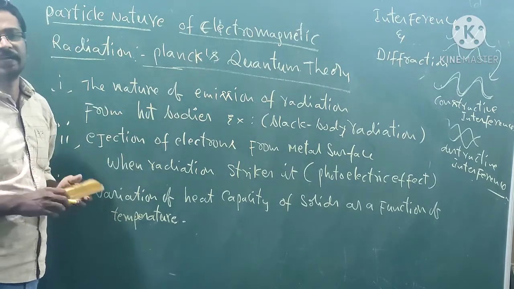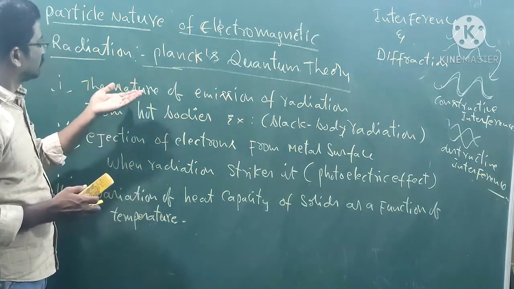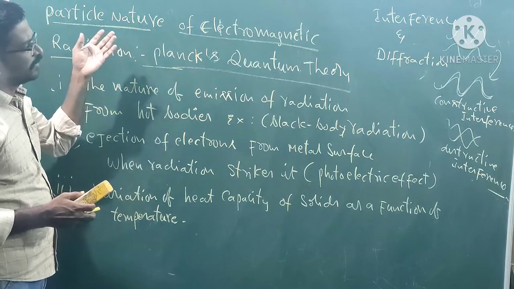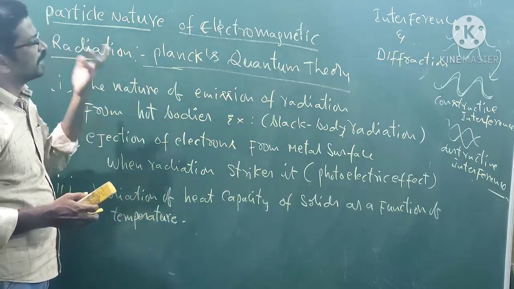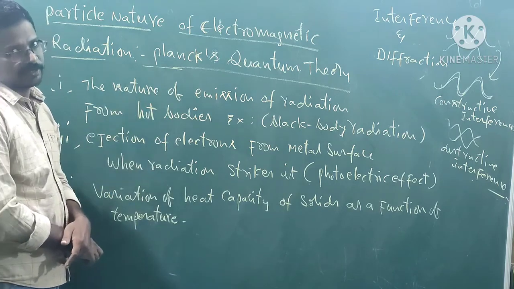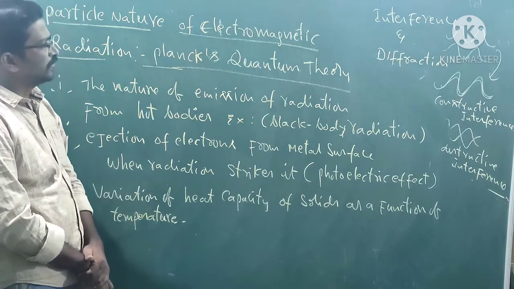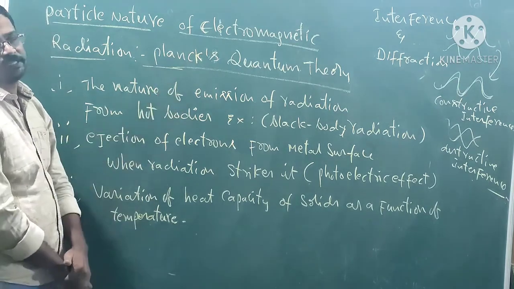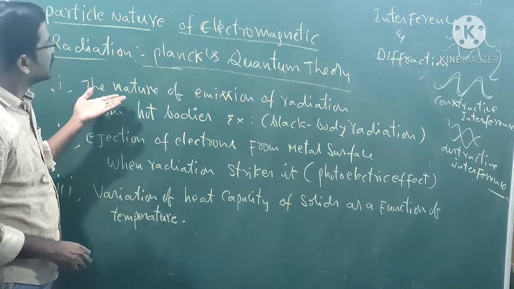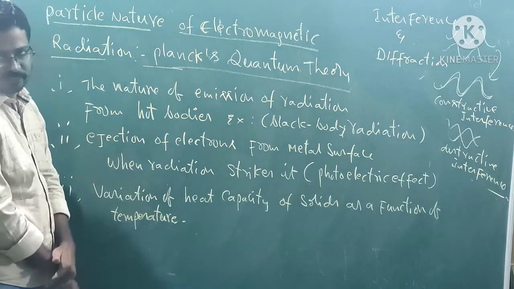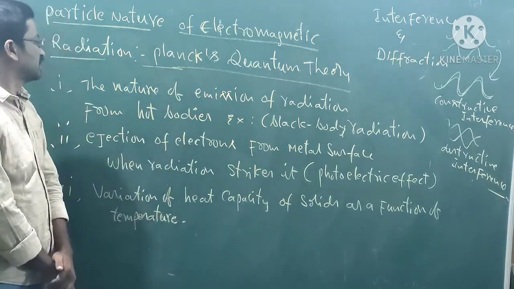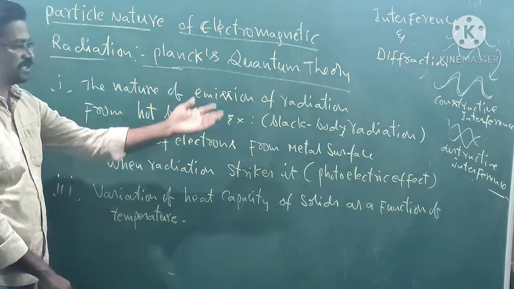From the previous history, we know electromagnetic radiation has wave nature. With the concept of wave nature, it cannot explain these types of experimental results. So, what are the experiments? The nature of emission of radiation from hot bodies, that is black body radiation.